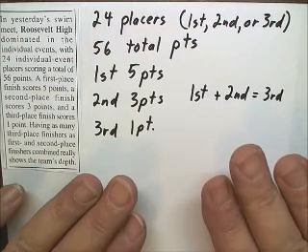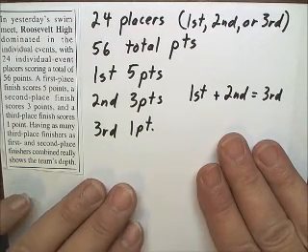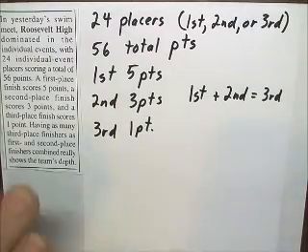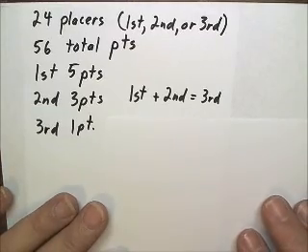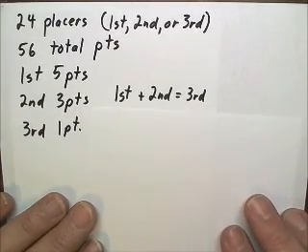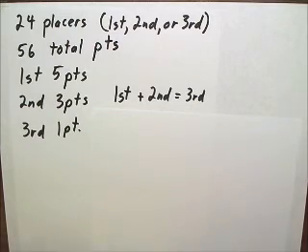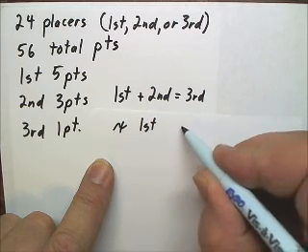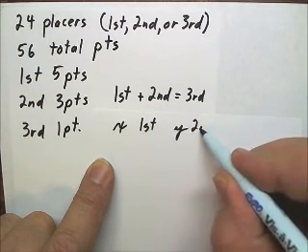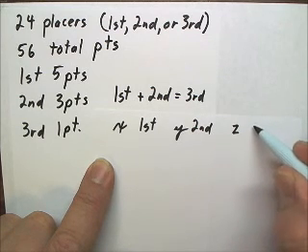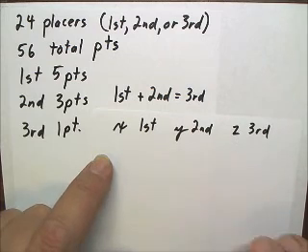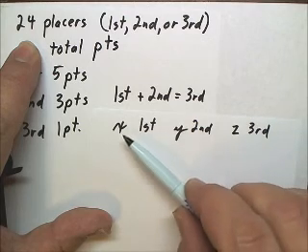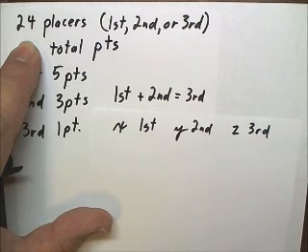So now the trick is to take this information and come up with the equations. So it says 24 placers. So let's set up some variables here. I'll let X be my first place finishers, Y be my second, and Z will be my third place finishers. So it says there's 24 total placers. So that means if I take X, add it to Y, add it to Z, that equals 24.